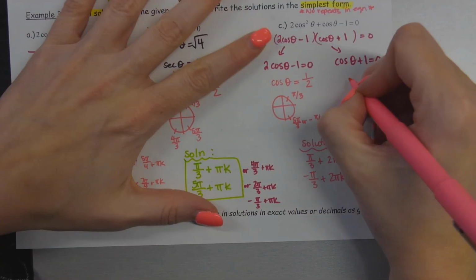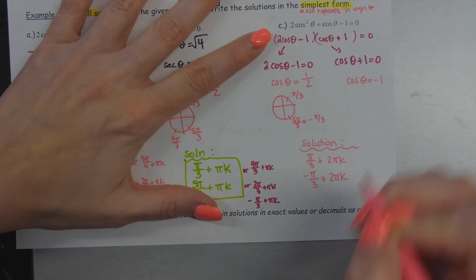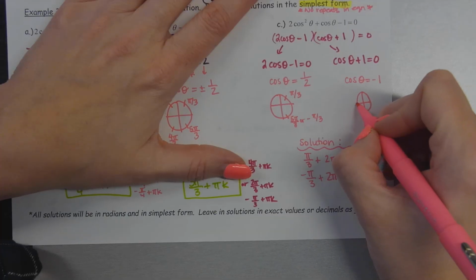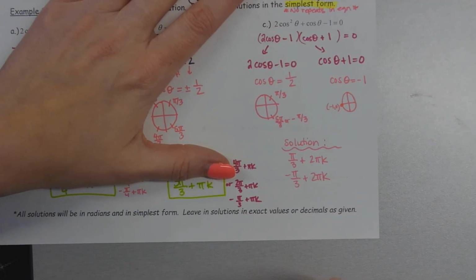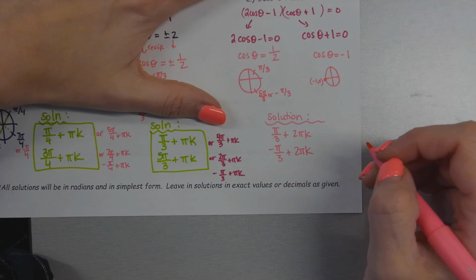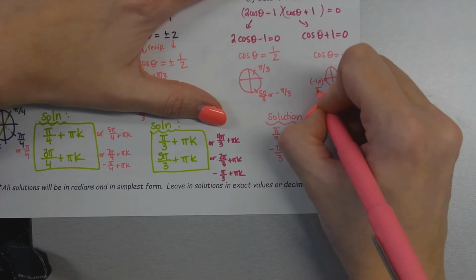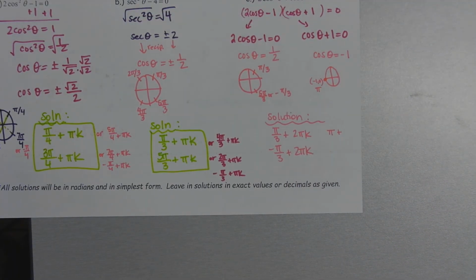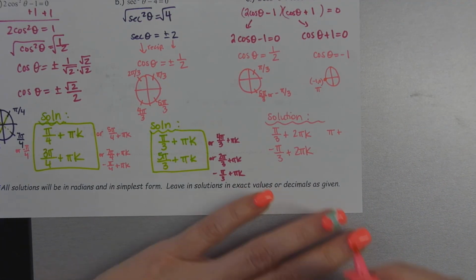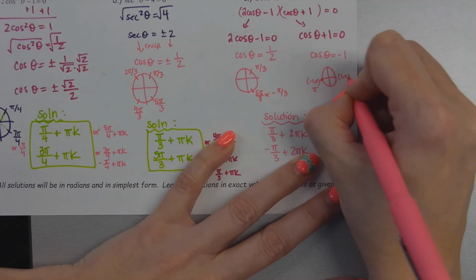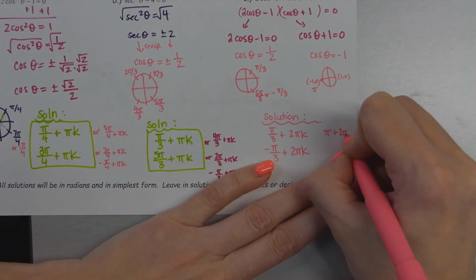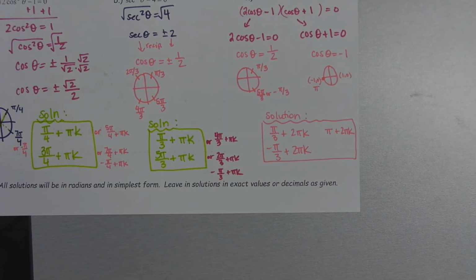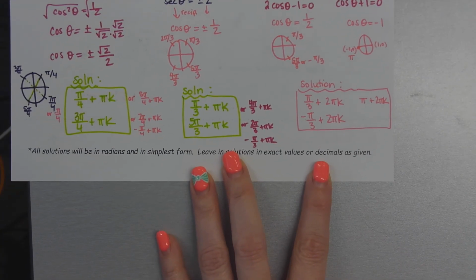And then for this one, you have the cosine of theta equal to negative 1. Where on the unit circle does the cosine equal negative 1? Pi. The point there would be negative 1, 0. So you have pi, and will that be plus pi k, or will it be plus 2 pi k? 2 pi k. Because here, your point is 1, 0, right? They're not the same. So it's 2 pi k. The only time you're going to use pi k is if they are directly across the circle from each other.